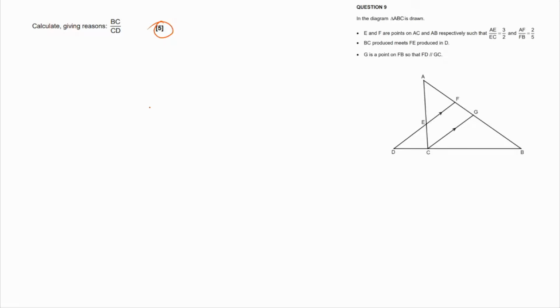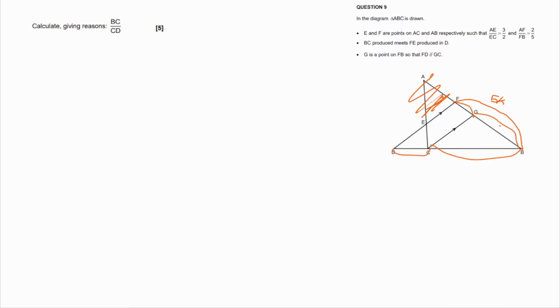For 5 marks, they say calculate, giving reasons, BC over CD. So they want this over this. Again, that was the first case where we ignored this. So we need FG over GB. But remember, we also do know FB. FB was 5K.